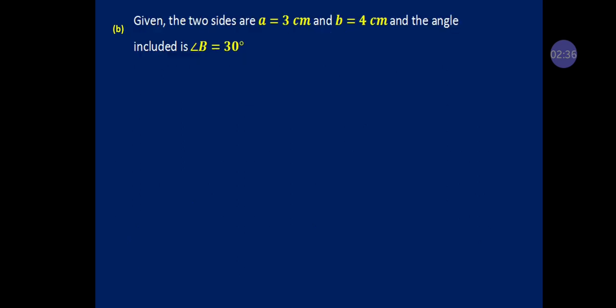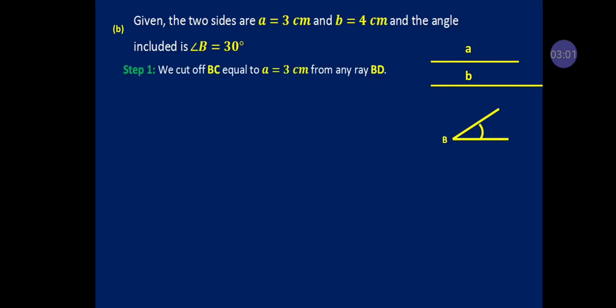Well, this slide is going to be very easy, as I have shown you how you can construct a triangle if you have two sides and an included angle. In question B, you have two sides A and B, and the included angle in between them is 30 degrees. Here is your first side A, your second side B, and the angle in between is angle B. Firstly, we cut off BC equal to 3 centimeters from any ray BD.